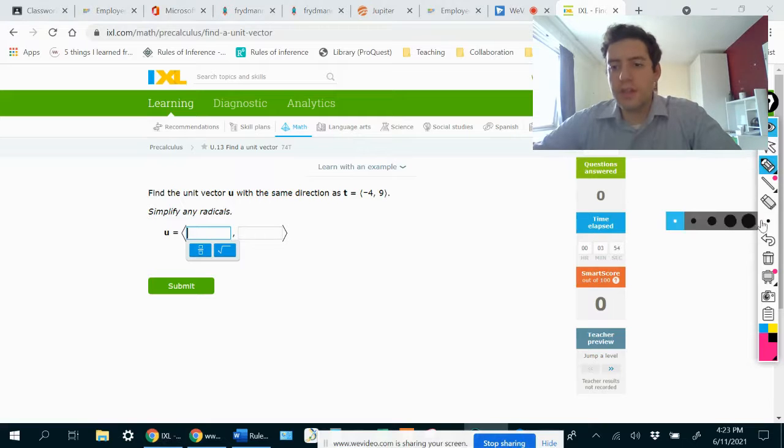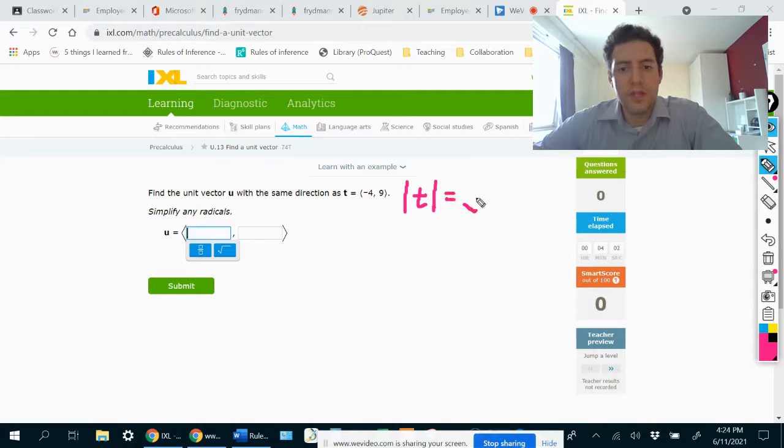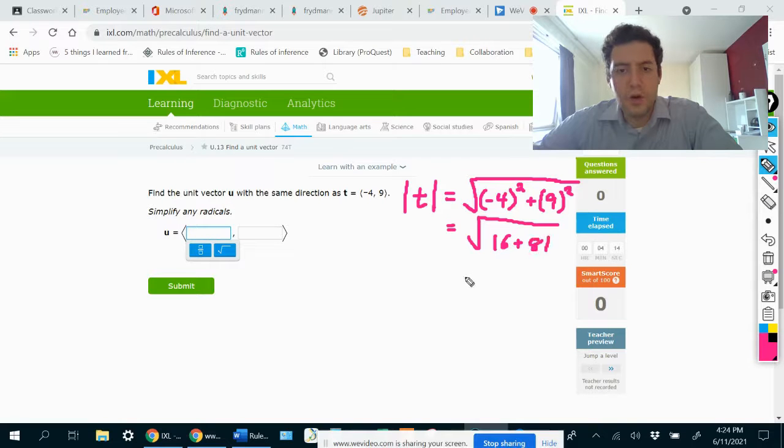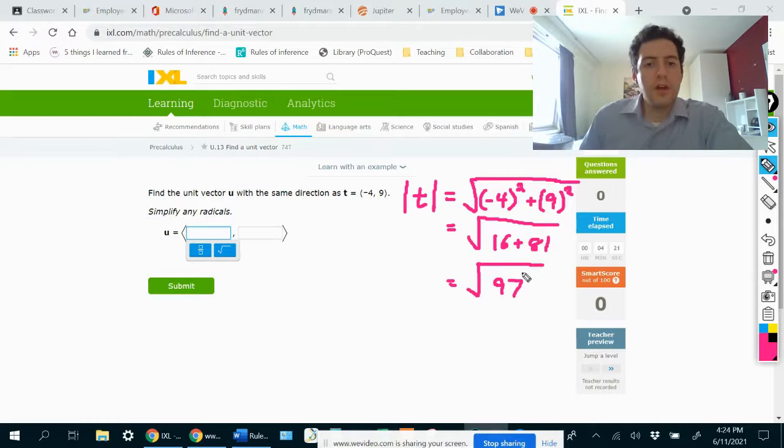Okay, so the first thing that we're going to want to do here is find the magnitude of vector t. So we need to do the square root of -4 squared plus 9 squared, which would be the square root of 16 plus 81, which is the square root of 97.